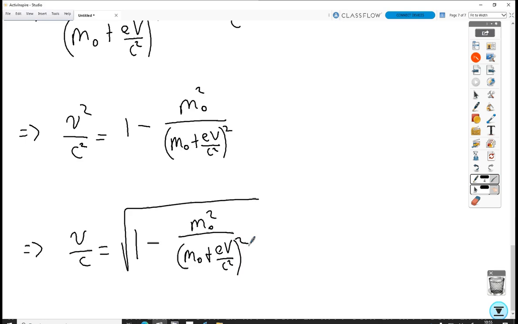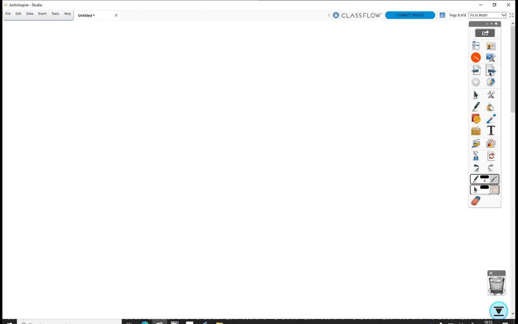Let's move on to the final thing. So starting a new page. This is Bertozzi's experiment.